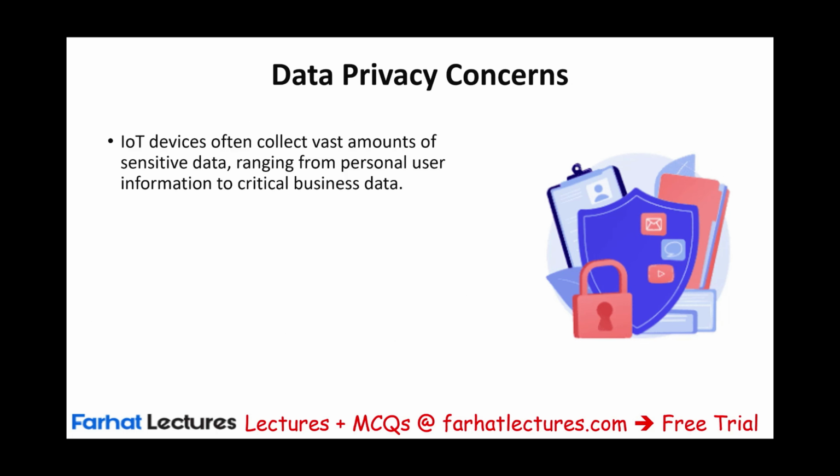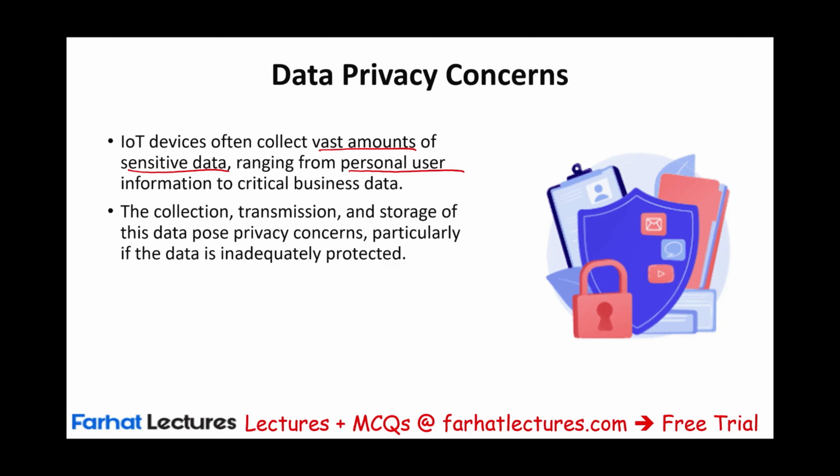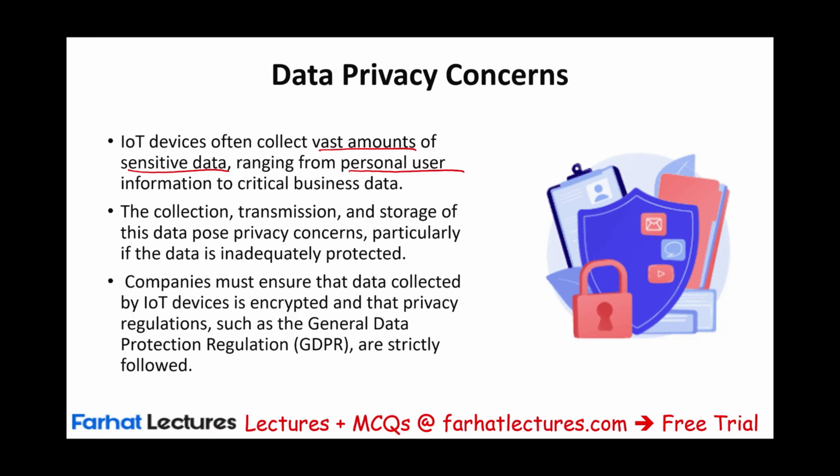The second risk is data privacy concerns. The Internet of Things devices collect a vast amount of sensitive data, ranging from personal user information to critical business data. So the collection, transmission, and storage of this data poses a privacy concern, especially if data is not encrypted and protected properly. So companies must ensure what? That the data collected from those Internet of Things devices is encrypted, and that privacy regulations, such as HIPAA or the GDPR, are strictly followed.